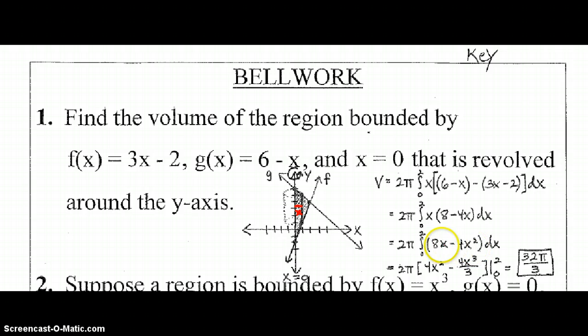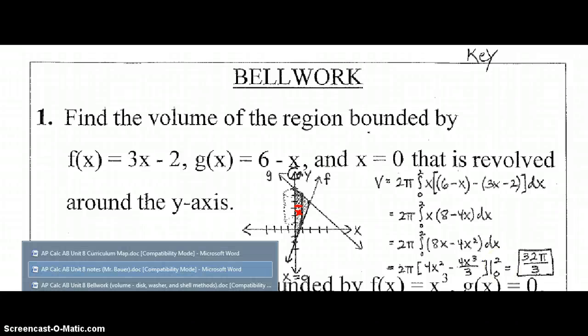Pretty simple to integrate. 8x goes up to x squared times 1/2, which is where we get the 4x squared from. 4x squared goes up to x cubed times 1/3, which is where the minus 4/3 x to the third power comes from. And when we evaluate upper limit minus lower limit, I didn't show my work for it, but if you simplify correctly and then multiply by the 2 pi out front, you get 32 pi over 3. Nice little example of the shell method. Pretty straightforward to follow. And then there's question number 2.